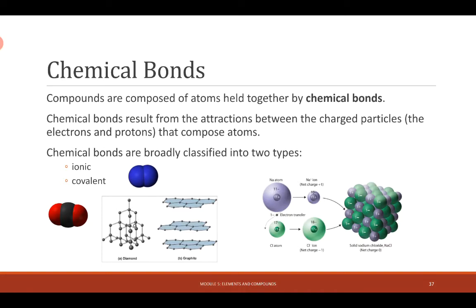And so I have some examples of covalent bonds here between nonmetal atoms, such as carbon atoms in diamond and carbon atoms in graphite. And this is a pure element of N2, and this is CO2. And these molecules are also held together through covalent bonds. Over here, I have an example of sodium chloride, NaCl, which is held together through ionic bonds.